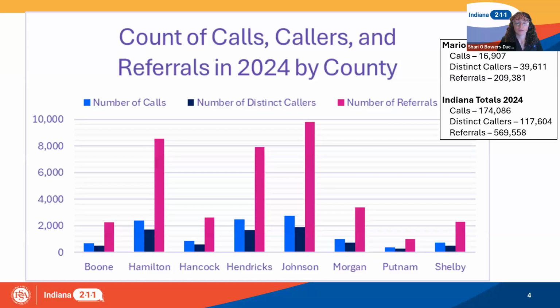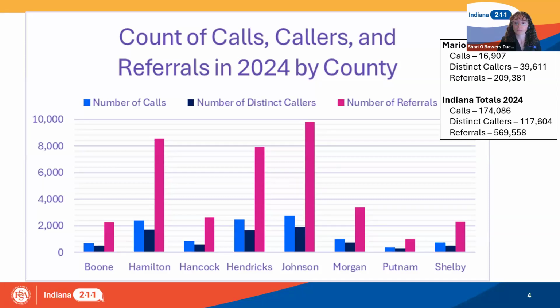So all of the data I will be presenting today will be for the full year of 2024. And our first graph shows the total number of calls received in 2024 for each of those 9 counties, as well as the number of distinct callers and the number of referrals made to callers in those counties. Since the counts for Marion County were so much larger than the other counties, I have those stated off to the side rather than in the graph to prevent the scale from being so large that we couldn't see the other counties' counts.